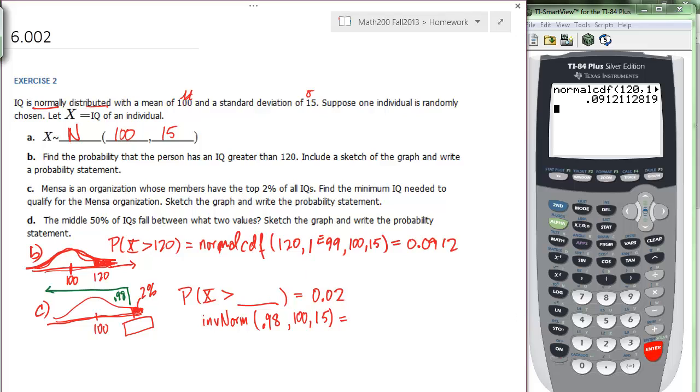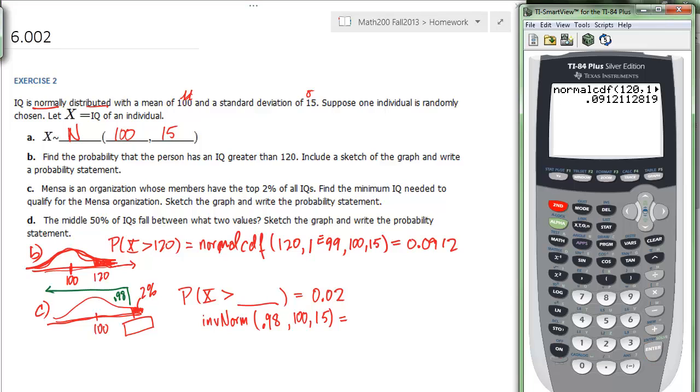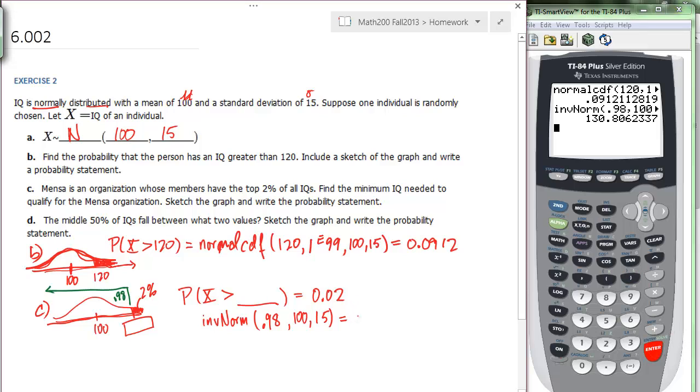So let's go to our calculator, second function, and vars again. The third option is the inverse norm, 0.98, and then the mean and the standard deviation. So it looks like we're looking at 130.806, and I think 130.8 would be good.